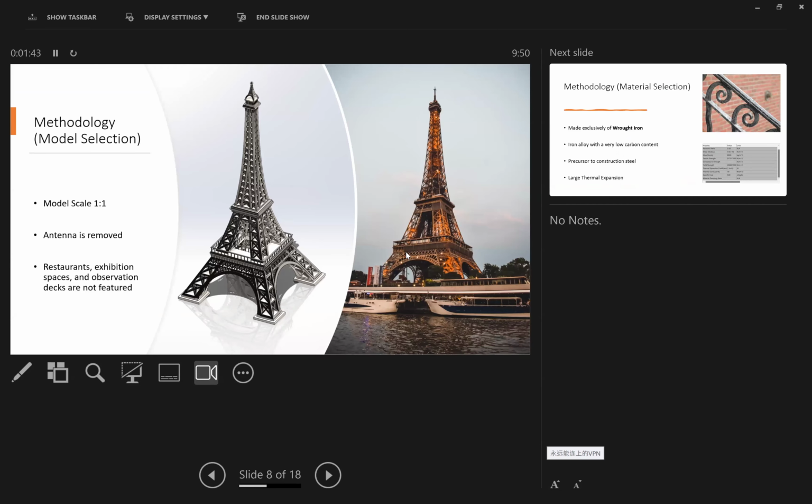So this is our model, and this is the real Eiffel Tower. Our model scale is 1-to-1, which is exactly the same as the Eiffel Tower. However, there are several features that are removed. For example, the antenna is removed because it is made of a different material and it's really thin. Of course, restaurants, exhibition spaces, and observation decks are not featured in our model because it would be too complicated for the computer to do all the simulations.